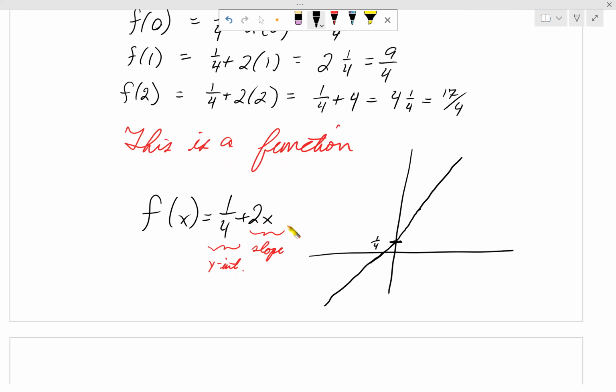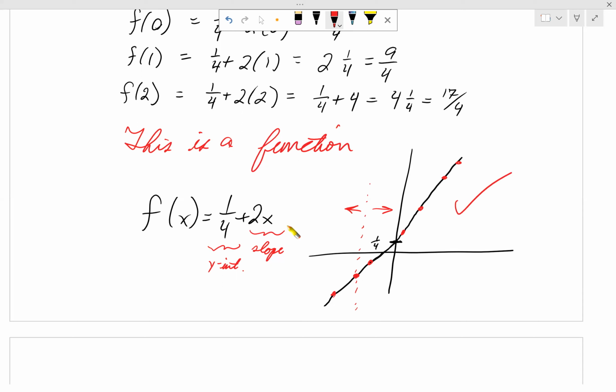Then from here, what we can do is our vertical line test. So imagine we draw a line that looks like this, and we move that line along the x-axis. So it's moving this way and this way. And every single point just has one intersection with this line. So this is a function. This is called the vertical line test.